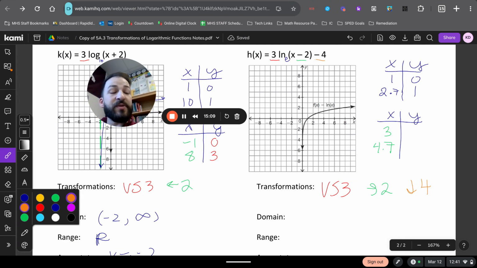So 0 times 3 is 0 still, but then minus 4 would move us to negative 4. And then 1 times 3 is 3, but then minus 4 would move us to negative 1. So our new points are 3 comma negative 4 and 4.7 comma negative 1. So that would give us some points to work off of. So 3 comma negative 4, 4.7, which is a little less than 5 comma negative 1.